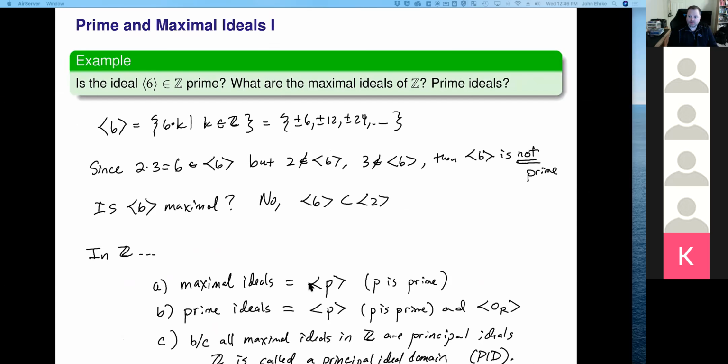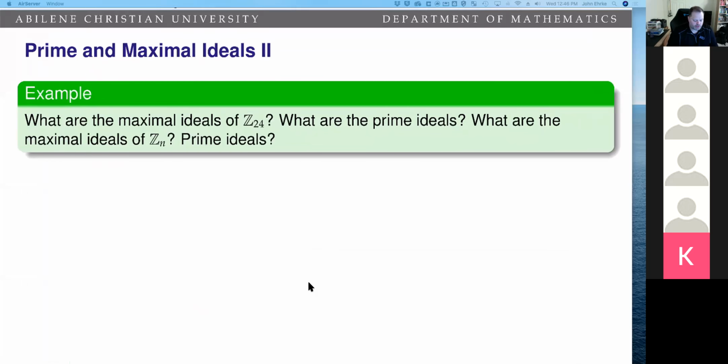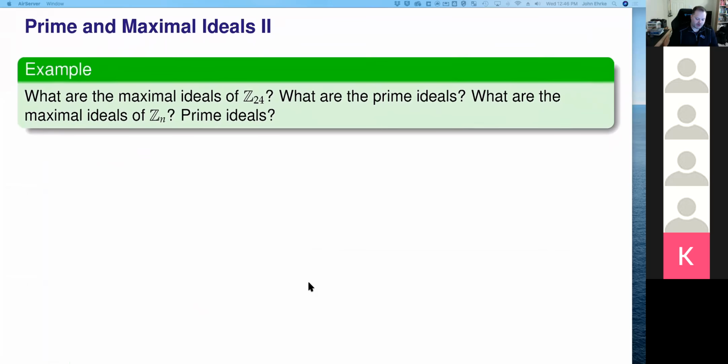Let's do a similar example now for the integers mod n and see if we can come up with a similar sort of conclusion. So let's talk about what are the maximal ideals of Z24, what are the prime ideals, and then see if we can generalize that to Z mod n. So I'm just going to start listing off the ideals of Z24, any ideal, not thinking about prime or maximal or anything like that. What are the ideals of Z24?